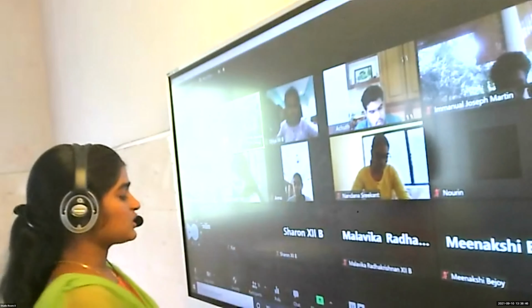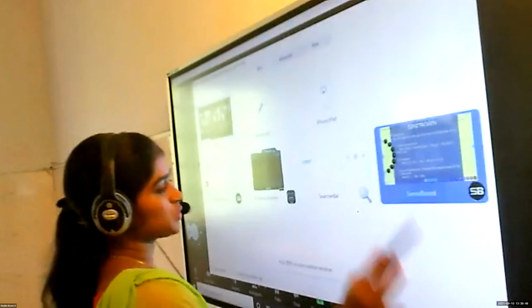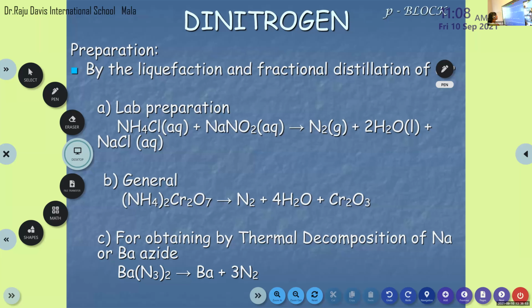So now we are going to discuss dinitrogen, its preparation, properties and uses. We are starting with its preparation. There are different methods for the preparation of dinitrogen.